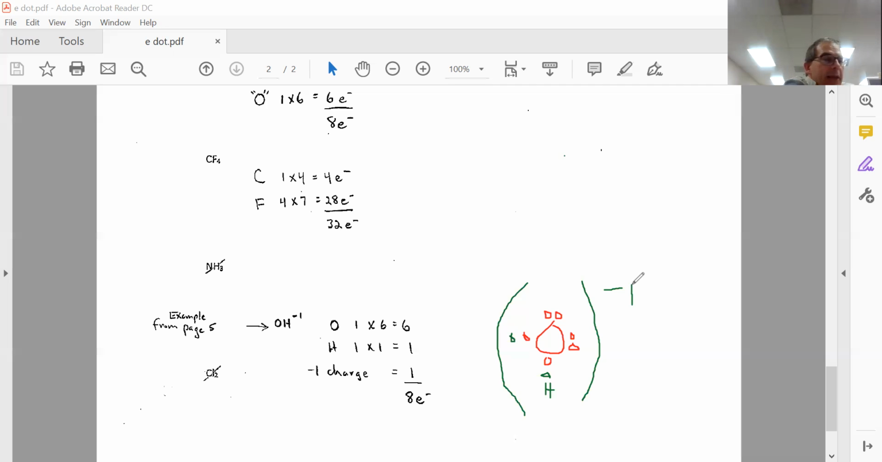All right, try these electron dot structures on pages 4 and 5 of your homework packet. Check the key to see how you are doing. Thank you.